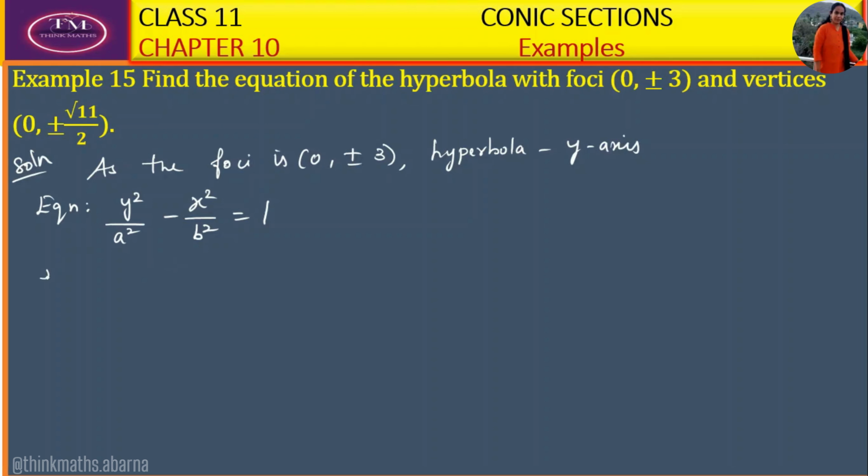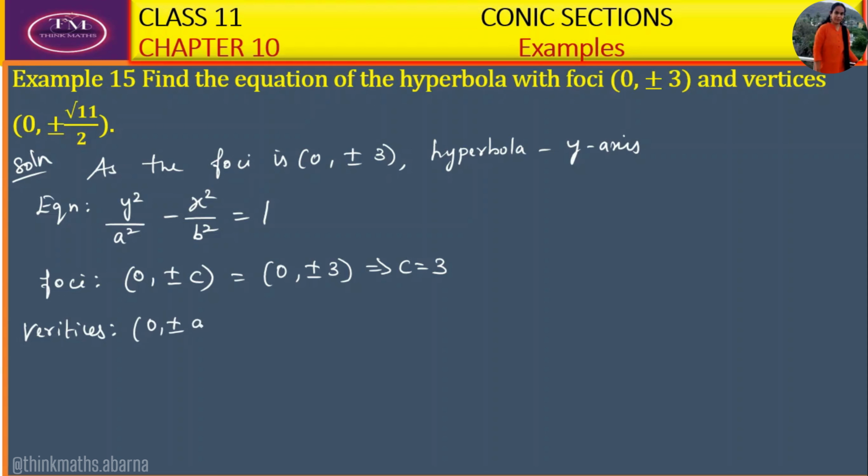Now, the foci formula is 0, comma plus or minus c. What is given here? It is 0, comma plus or minus 3. That means c is equal to 3. Next, vertices is given. Vertices is 0, comma plus or minus a, which is given as 0, comma plus or minus root 11 by 2. That means a is equal to root 11 by 2. Now what we have to find? We have to find b square.